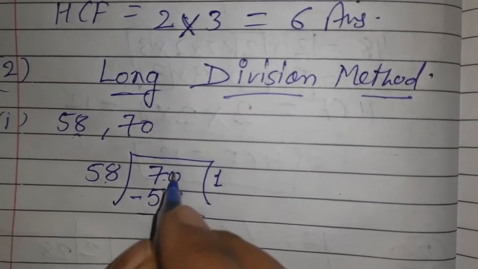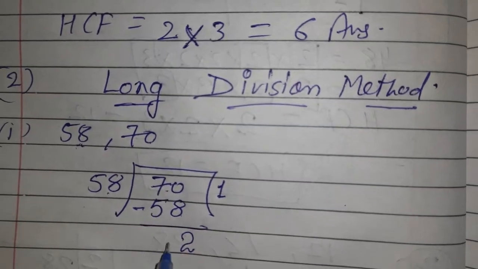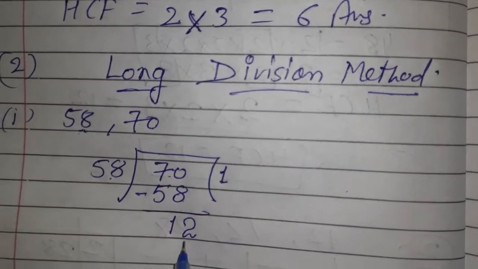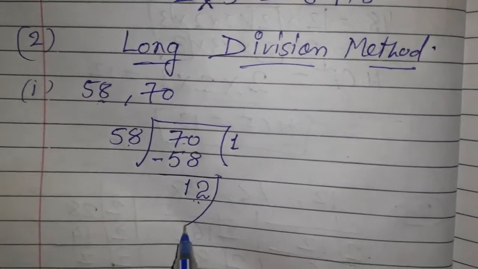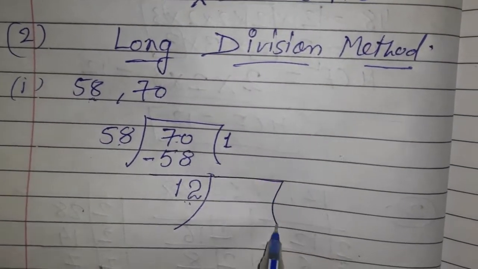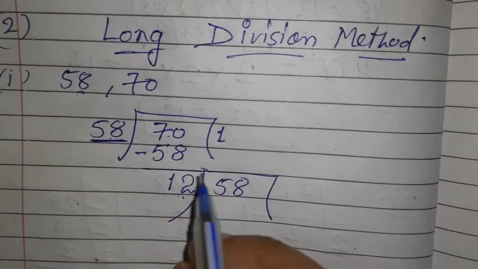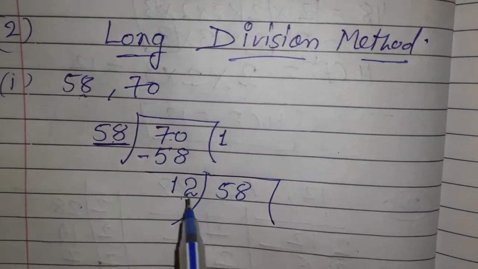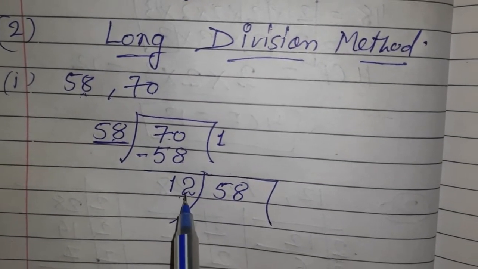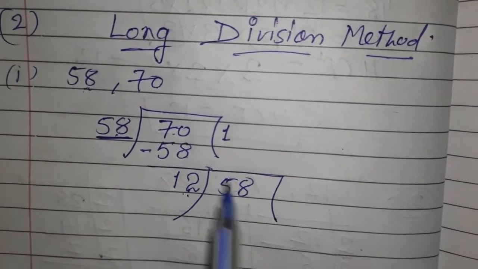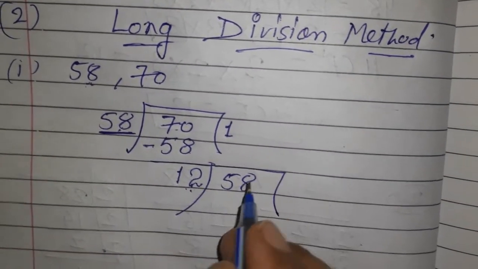What remainder are you getting here? From 10 subtract 8, that is 2. From 6 subtract 5, that is 1. The remainder is 12. Then what you do, make this remainder the divisor. This will become the divisor, and the previous divisor will become the dividend. Divide this divisor by the remainder. So now the remainder becomes the divisor and the divisor becomes the dividend. Now divide 58 by 12.